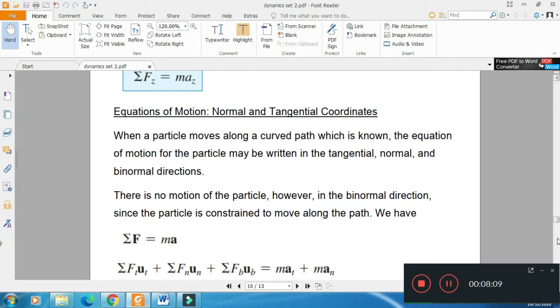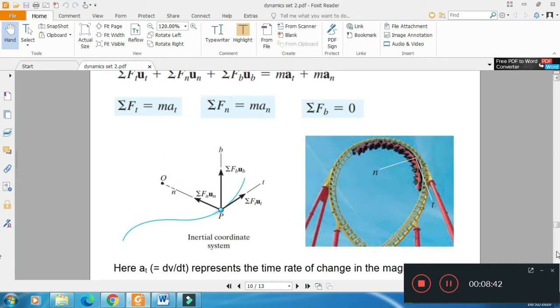But when we come to kinetics, there can be forces in the binormal direction, but the forces are balanced out and there is no acceleration in the binormal direction. So again we consider the basic equation of motion, summation F equal to ma, and then we write the components summation Ft, summation Fn and summation Fb. The corresponding unit vectors are ut, un and ub.